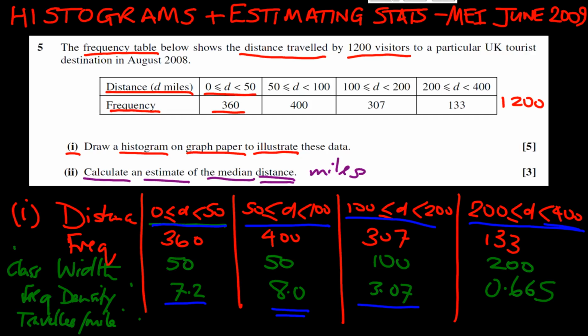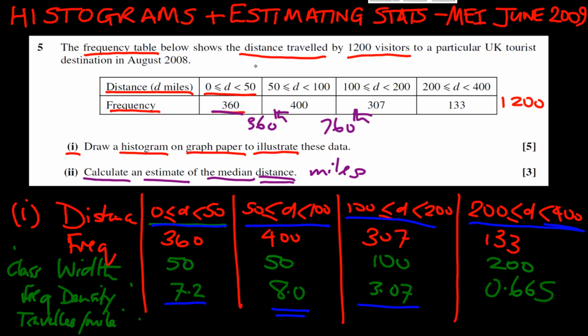In our frequency table, we've got 360 in the first group, and we're looking cumulatively here. So at the end of this group, we're at the 360th, and at the end of the next group, we're at the 760th traveller. So it's in this window.